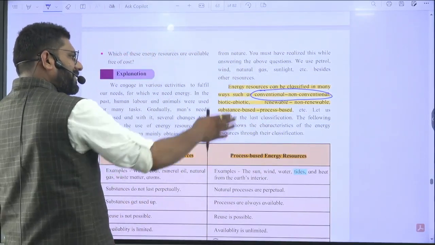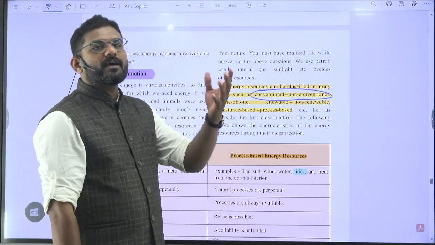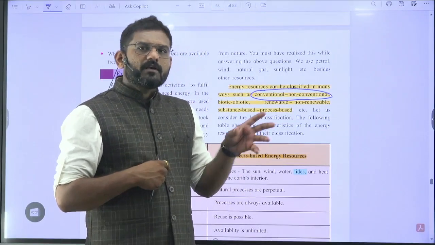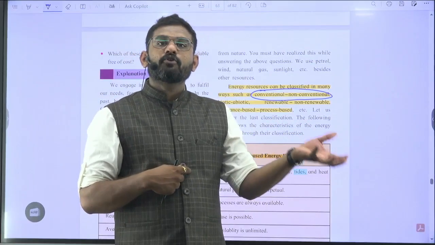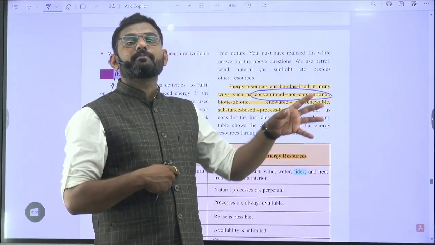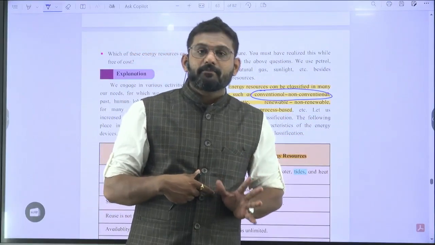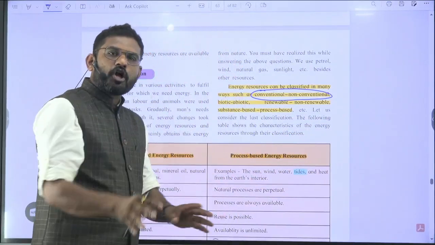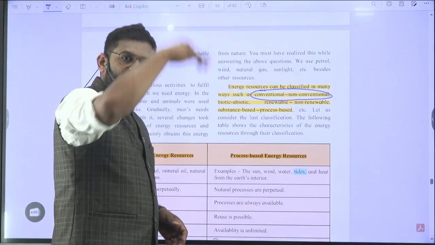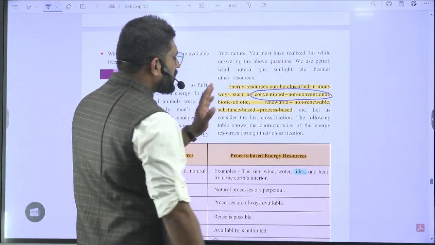So this type of distinction is called conventional and non-conventional. Another type of distinction is called biotic and abiotic. Biotic means the energy which I am getting from biotic sources. Biogas, for example, is from biological sources. What am I using in biogas? I am using cow dung, or maybe leftover plant material. That is called biotic. Abiotic is non-living, energy created from non-living things. So if I am using solar energy or wind energy, then it is abiotic. It does not have life, it does not come out of life.